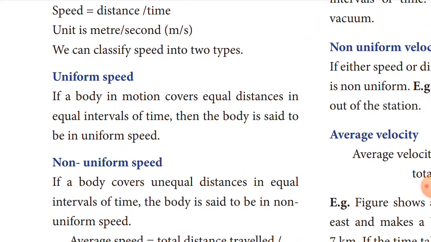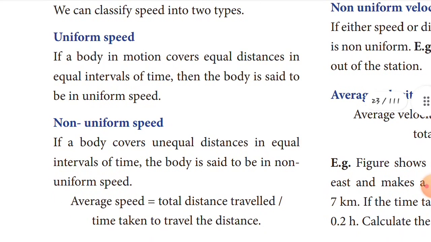And here the speed is classified into 2 types. What are the 2 types? One is uniform speed, another one is non-uniform speed. Now let's see the uniform speed. Uniform means the body covers equal distance in equal intervals of time. Then the body is said to have uniform speed. And see the next one, non-uniform speed. Non-uniform means the body covers unequal distance in equal intervals of time.